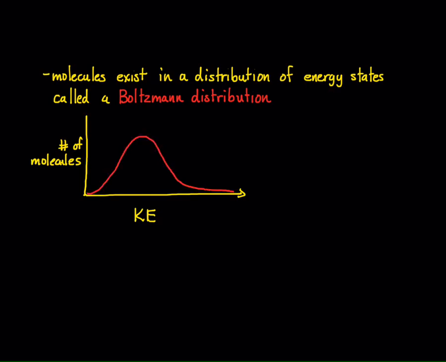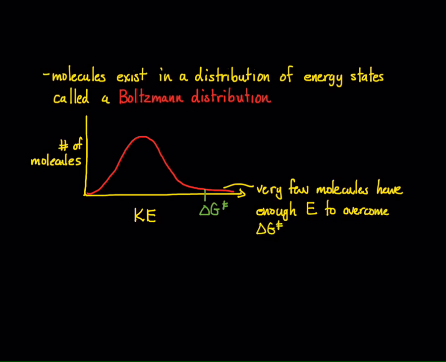Well, molecules exist in a distribution of energy states, which we call a Boltzmann distribution. If we plot kinetic energy versus the number of molecules with a particular kinetic energy, we get this Boltzmann distribution. So what does that mean? That means that the average energy of molecules is somewhere at the peak, but there are some molecules that have very high energy and some molecules that have very low energy. Now let's say we have a reaction, and in order for it to take place, we have this barrier, this activation energy. Looking at a Boltzmann distribution of molecules, we see that there are very few molecules that have enough energy to overcome that activation energy.